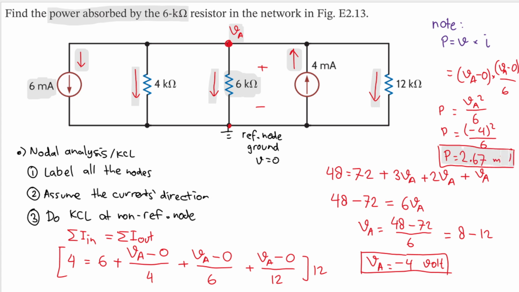And I think that's all for this problem. Hopefully I did not make any mistakes in my calculation. This is the final answer. The power absorbed by the 6 kilo ohm resistor is 2.67 milliwatt.